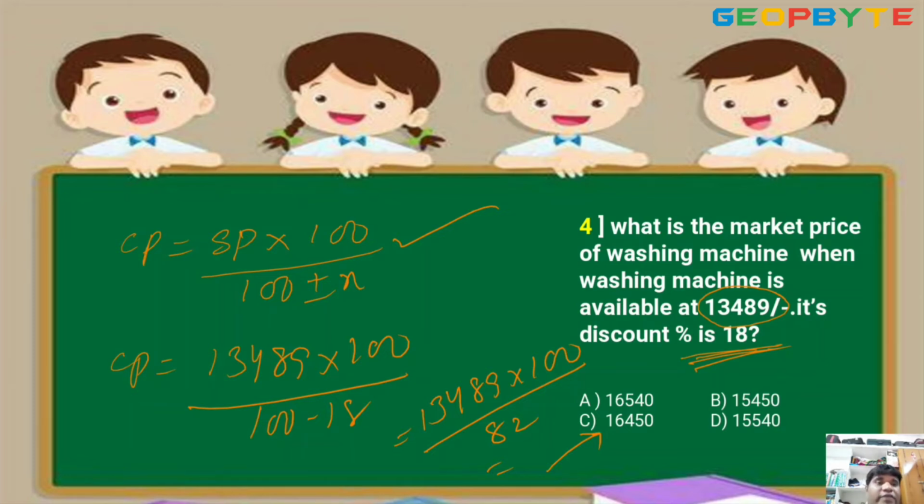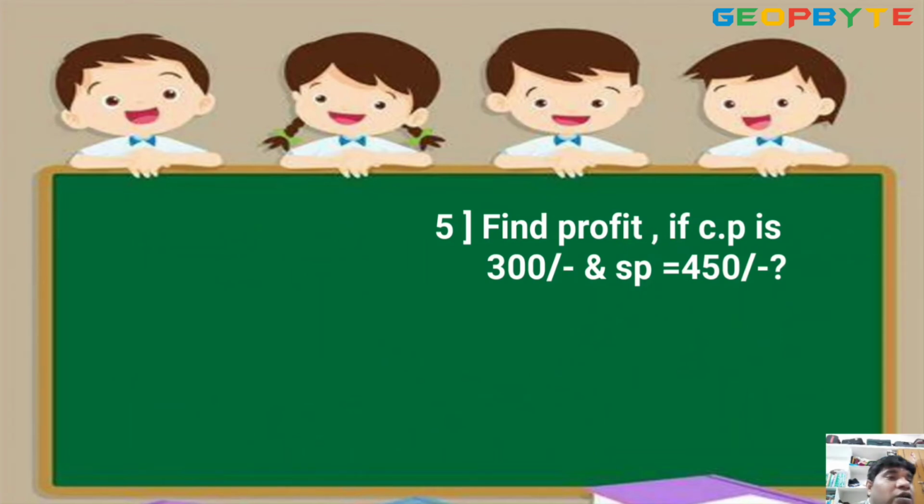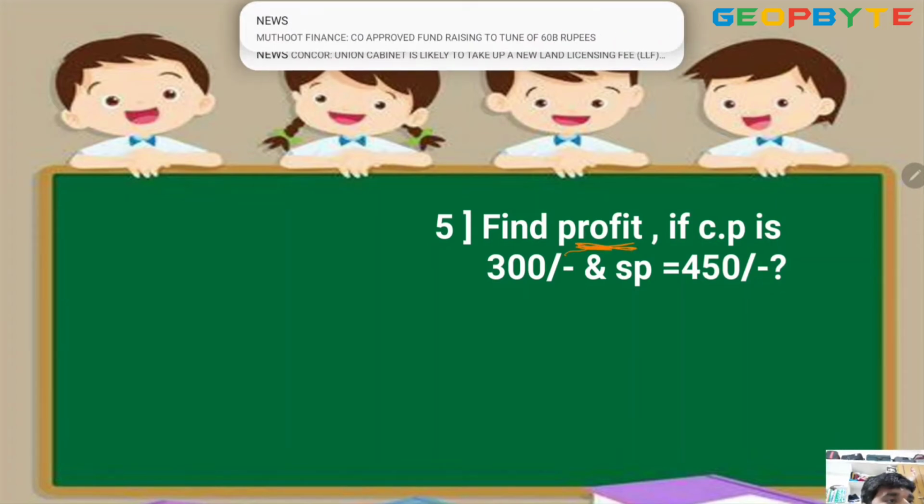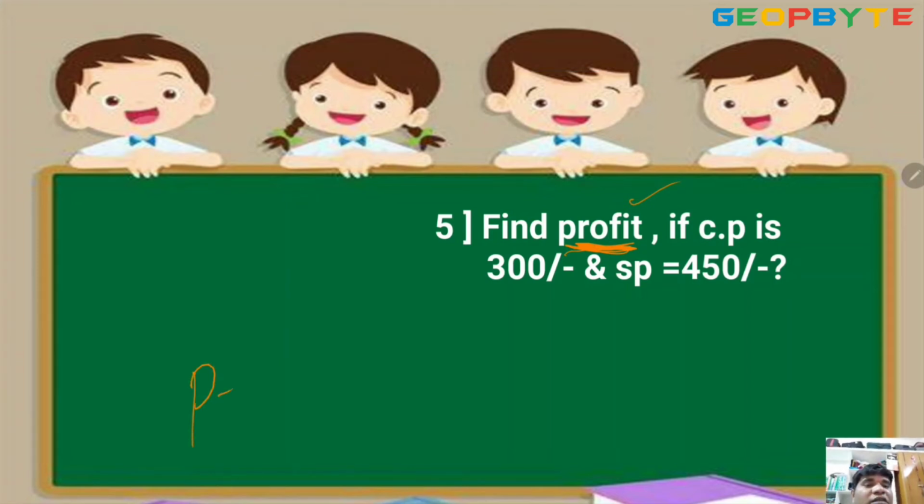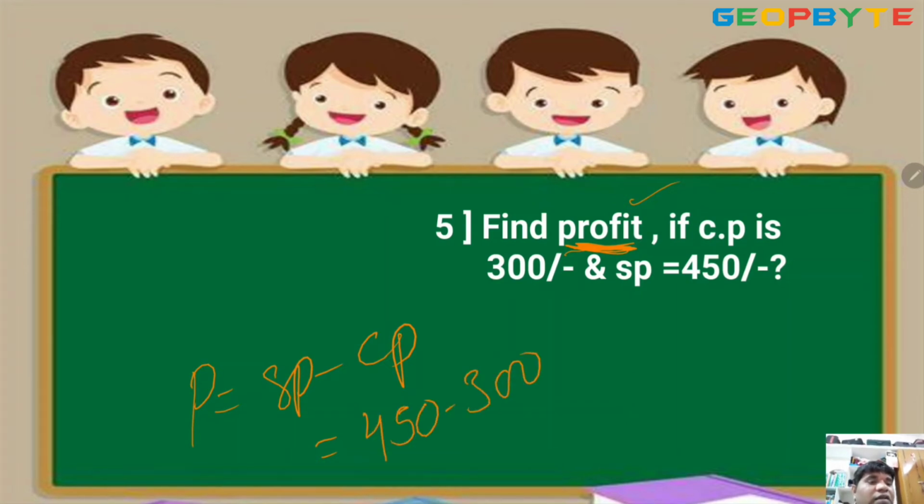Okay, wait. Find profit. If cost price is 300, selling price 450. They're asking for profit, not profit percentage. You can observe the question sometimes. Profit means what is the logic? Selling price minus cost price. Selling price 450, cost price 300, so answer 150. Sometimes an easy question in the 2016 exam.